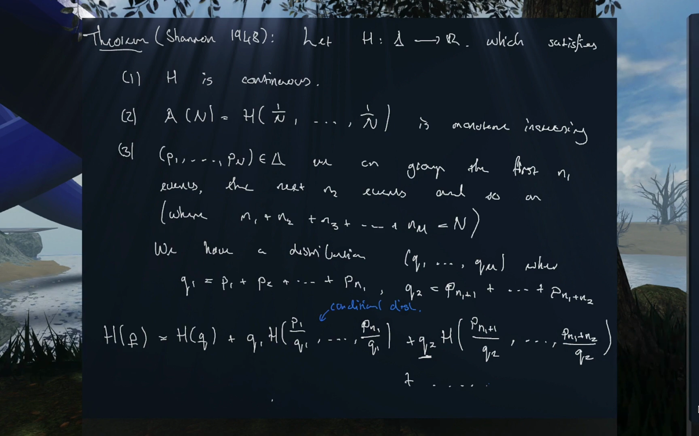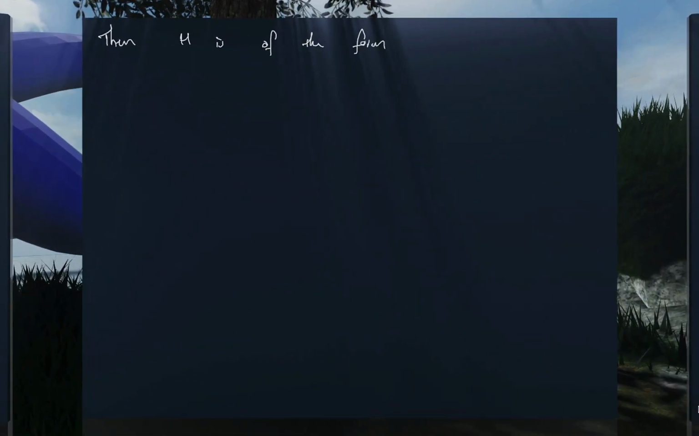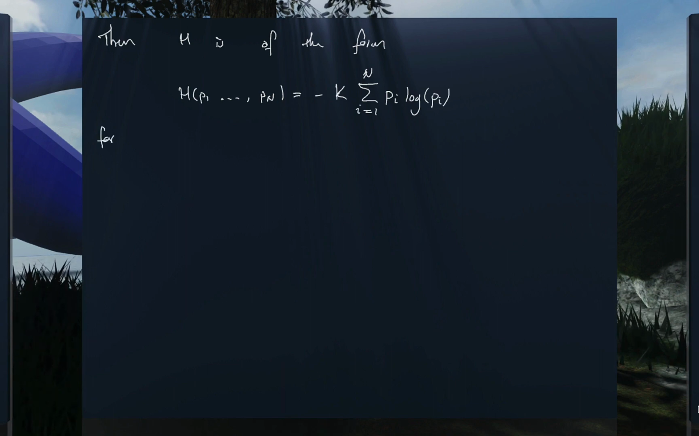So here's the statement of the theorem. Then H is of the form that H of P1 through Pn is of this form, for some fixed positive number K. Cool. All right, so let's prove this.